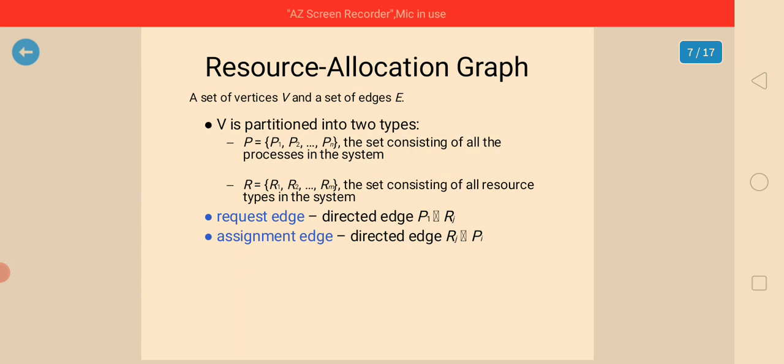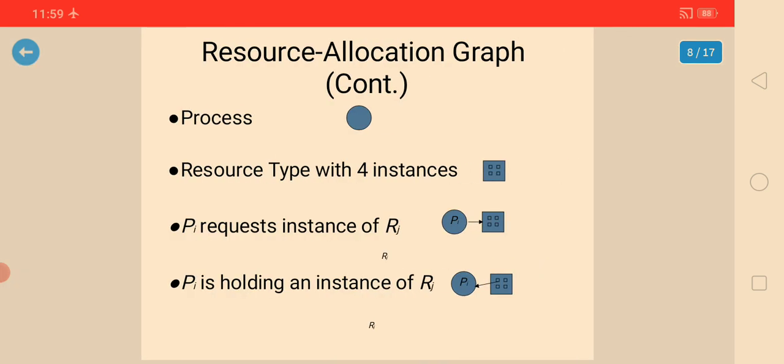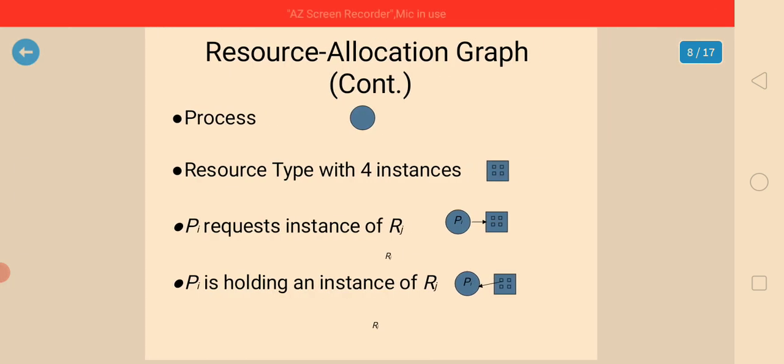Request edge is a directed edge from process Pi to Rj. Assignment edge is a directed edge from Rj to Pi. So these make up the resource allocation graph.